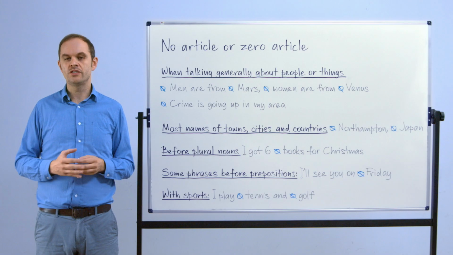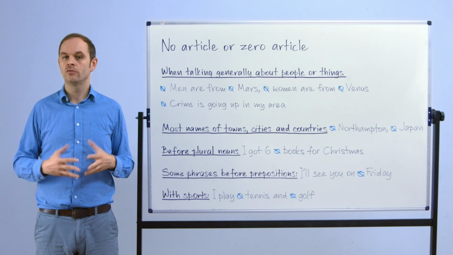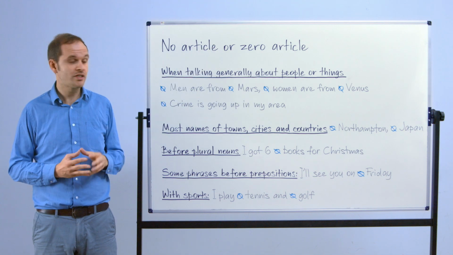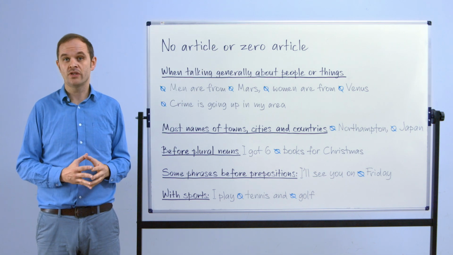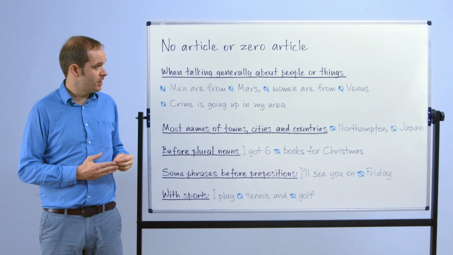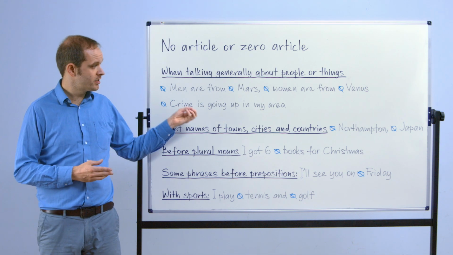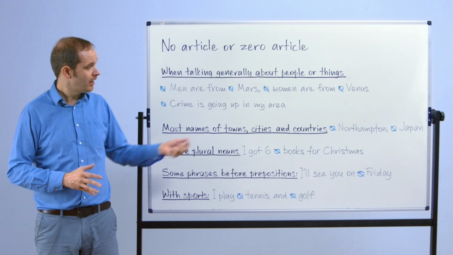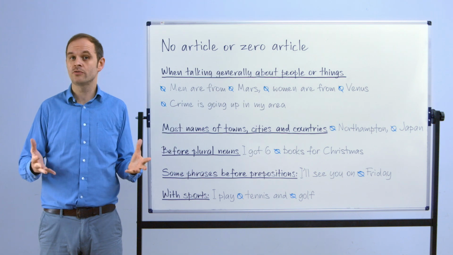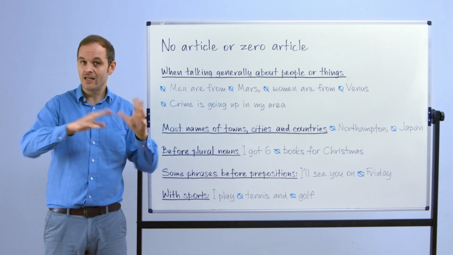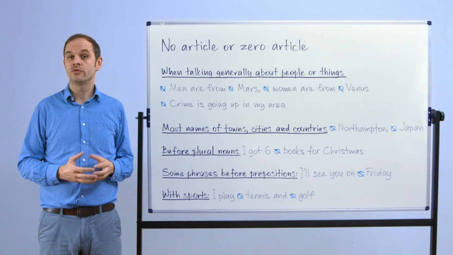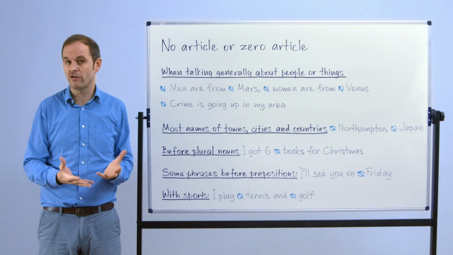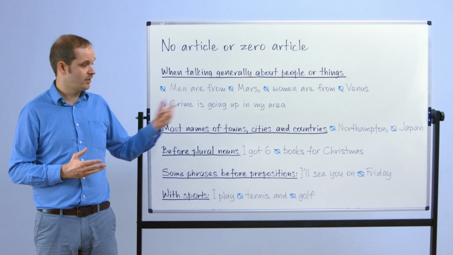So we don't always need to use an indefinite or definite article with nouns in English. Sometimes we use no article, or we can say zero article. For example, when talking generally about people or things. For example, men are from Mars, women are from Venus. Crime is going up in my area. So as we can see here, we're talking generally about men, we're not being specific. And also another rule with planets: there was no article used with planets. Women, again, in general, and again, no article used with the planet Venus. Crime. So we're not being specific about crime, we're just talking very generally about crime in my area and the fact that it's going up.